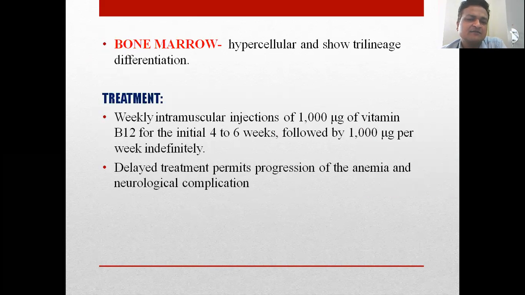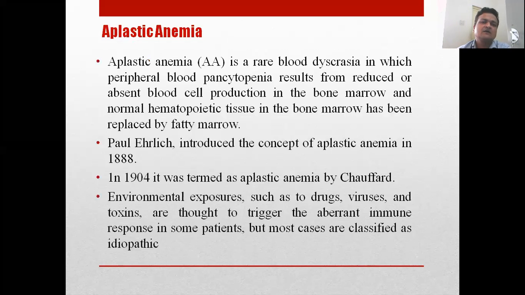Treatment is a weekly intramuscular injection of 1000 microgram of vitamin B12 for the initial 4 to 6 weeks, followed by 1000 microgram per week indefinitely. Delayed treatment permits progression of the anemia and neurological complications. If treatment is delayed, it causes neurological defects so that recovery cannot happen properly.